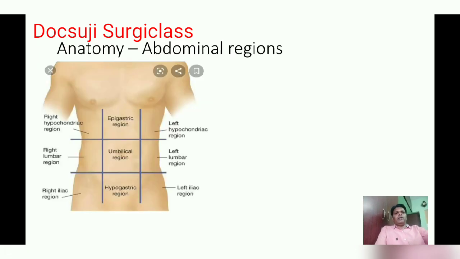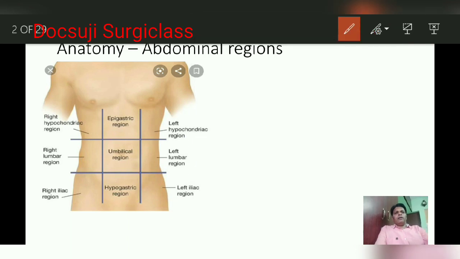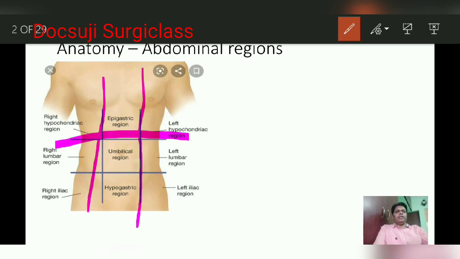Before going into that discussion, we will first discuss the anatomy of the abdominal region. You all know that first you have to put two vertical lines crossing from the mid-clavicular point to the mid-inguinal point, and two horizontal lines. The first line is through the transpyloric plane, the second through the transtubercular plane. By putting these four lines you will get 9 regions.